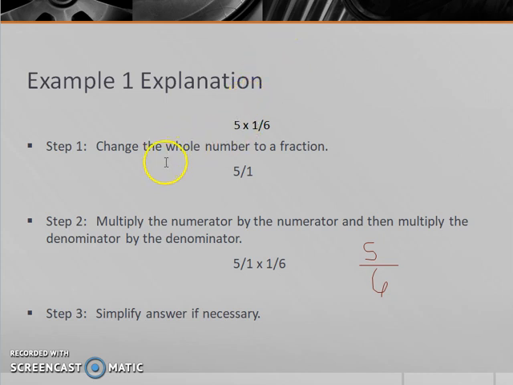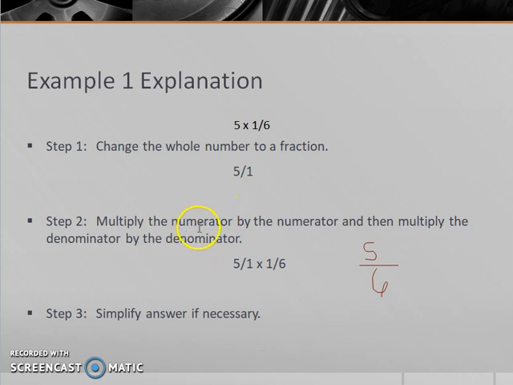So what we're going to need to do first is change the whole number to a fraction. So we're going to take this 5 and we're going to write it as 5 over 1. Now, I told you earlier that we don't want to change the value of that 5. So if I read this as a division problem, 5 divided by 1, we know that any number divided by 1 is that same number. So that 5 kept its identity. It stayed the same, so it didn't change the value.